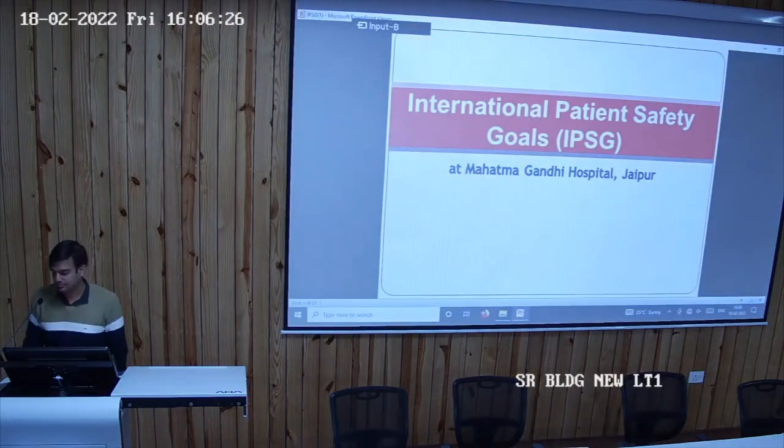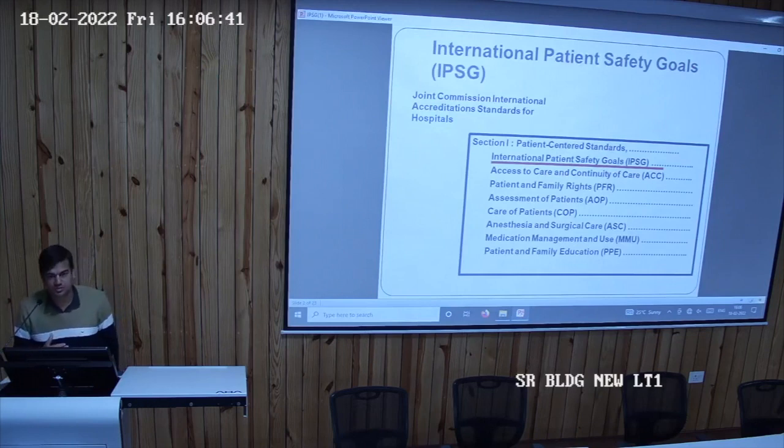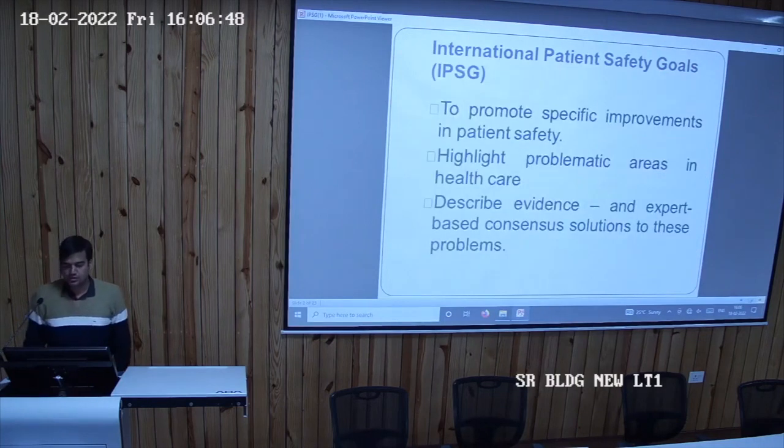I will cover them. So this is another thing, that these are International Patient Safety Goals, IPSG. They are part of the JCI accreditation. Actually, this is Joint Commission International. There are benchmarks for the accreditation of a hospital, meaning the minimum requirements that should be present in an institution to get accreditation. So IPSGs are to promote specific improvements in patient safety, highlight problematic areas in healthcare, and describe evidence and expert-based consensus solutions to these problems.